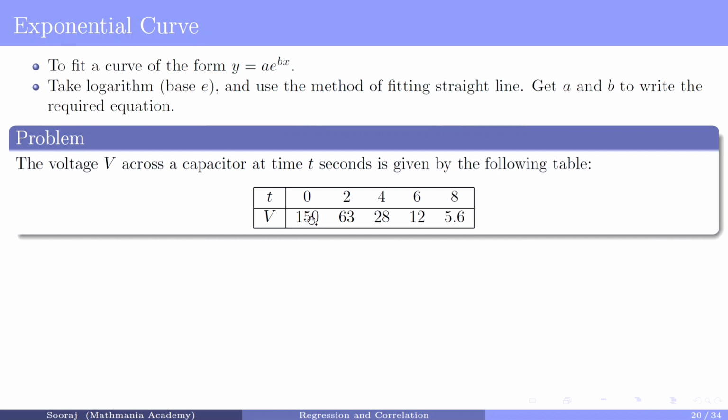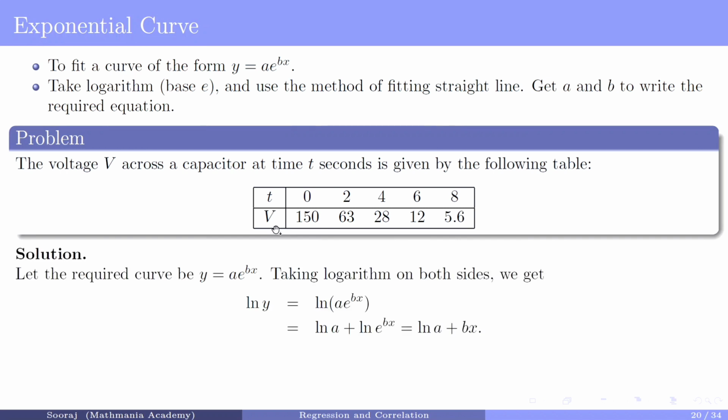Here we have a problem relating t and v. So in the place of x, we will have t, and in the place of y, we will have v. This is the required curve. When we take the logarithm on both sides, this is what we would get. We take log y to be y prime and log a to be a prime. Then we get y prime equals a prime plus bx, which is linear, isn't it? Linear.